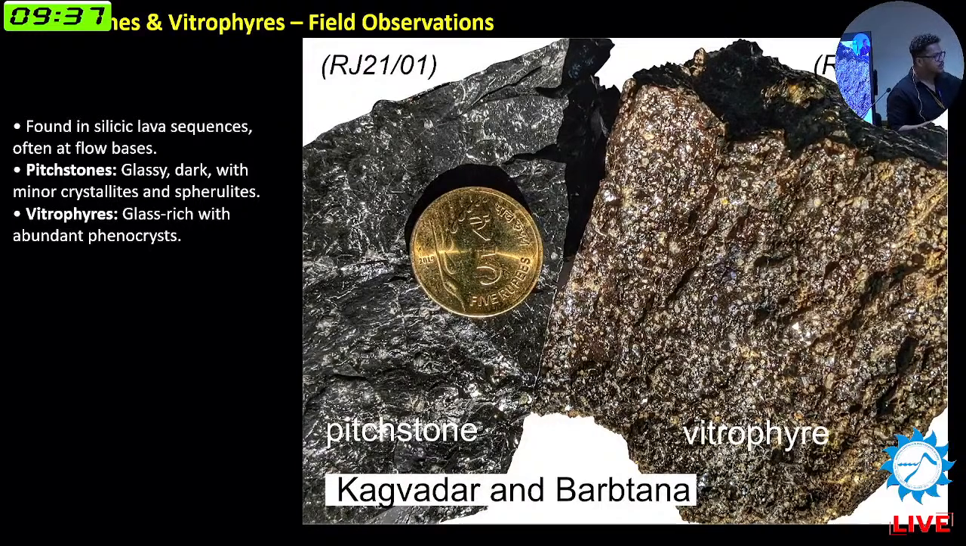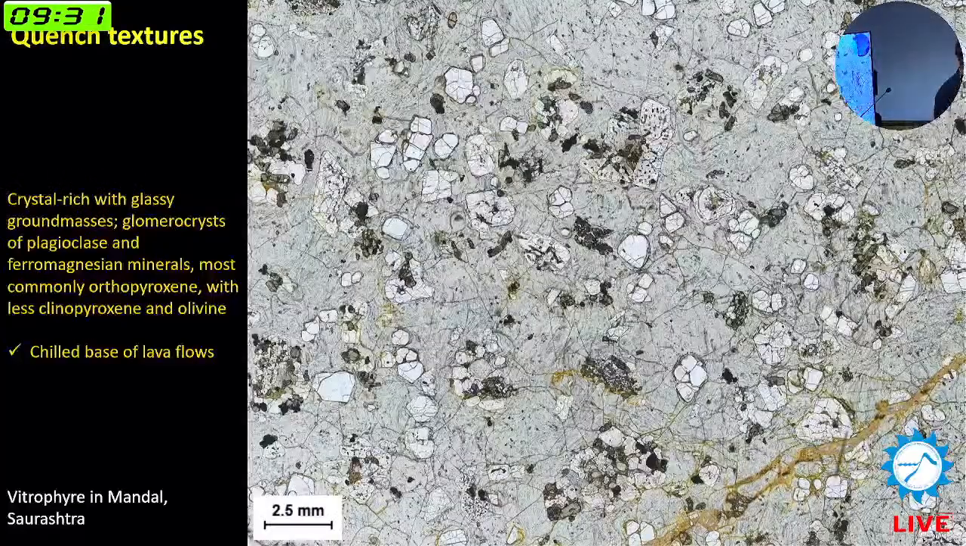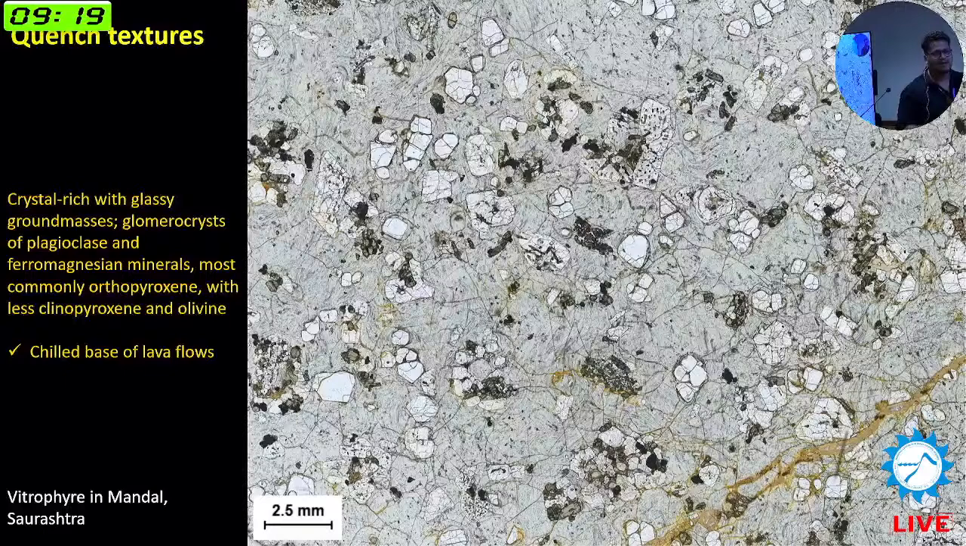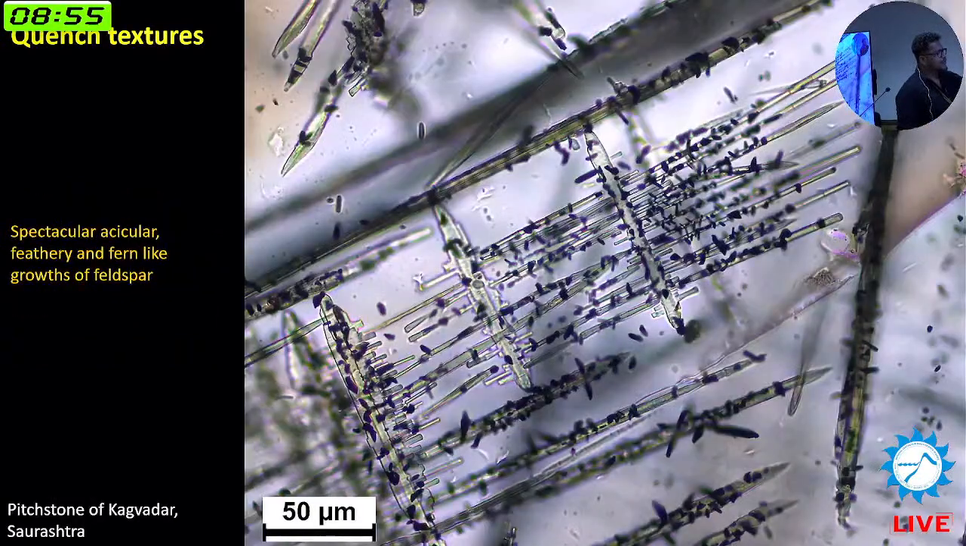One is pitchstone and the other one is vitrophyre, and by the looks of the texture, the continuity with the core and continuity with what we see within the vitrophyre, we can see that these are glassy groundmass, which are again set in an extremely crystal-rich matrix. Again, please note that these are almost mafic glomerocrysts of calcic plagioclase and interestingly orthopyroxene. I don't know why. Less commonly clinopyroxene and olivine over here, indicating that these are chilled bases of lava flows. So what we have over here are not high-grade ignimbrites, but a large-scale rhyolitic lava, which we can classify as flood rhyolitic lava.